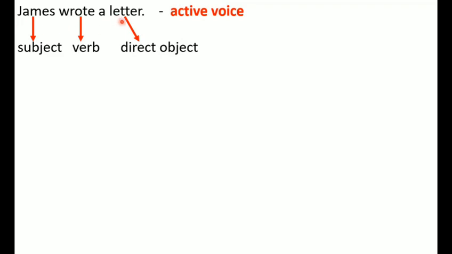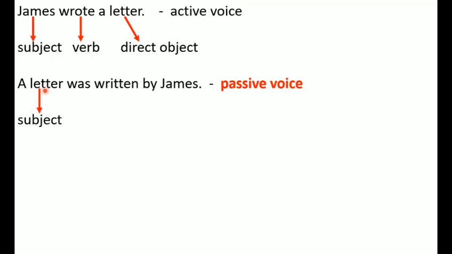Okay. So, we can transform this into a passive voice because there is a direct object. Again, remember, we cannot transform a sentence into a passive voice if there is no direct object. Remember that. Okay. Now here, to transform this to passive voice, it's going to be like this. Letter is our subject. Was is our helping verb be.